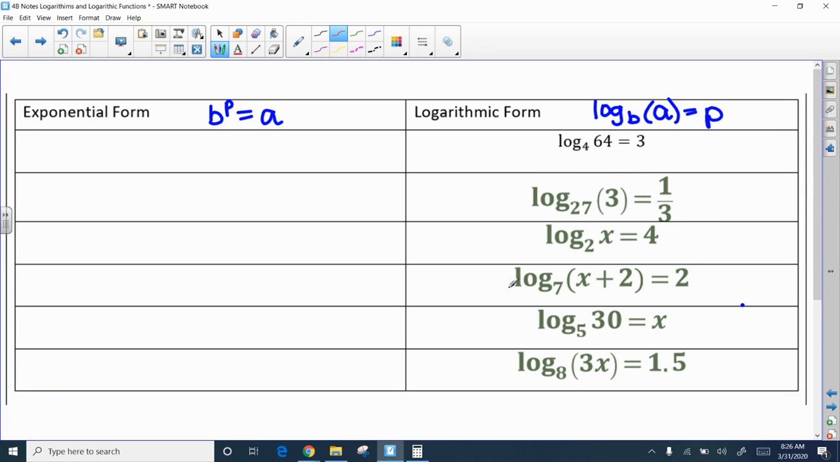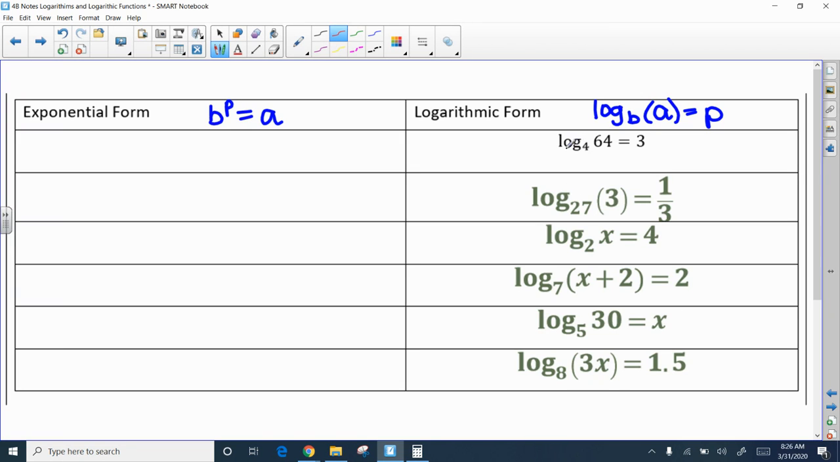However, if you look at the fourth one down, where this says log base 7 of x plus 2, this one has to have the parentheses because it's not just log base 7 of x, it's log base 7 of the whole expression x plus 2. So that's the only time we really need to have parentheses. All right, so let's change these into the exponential form.